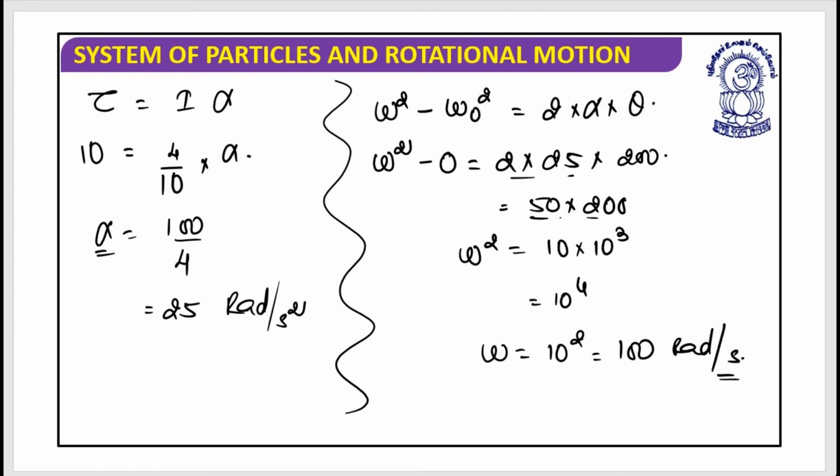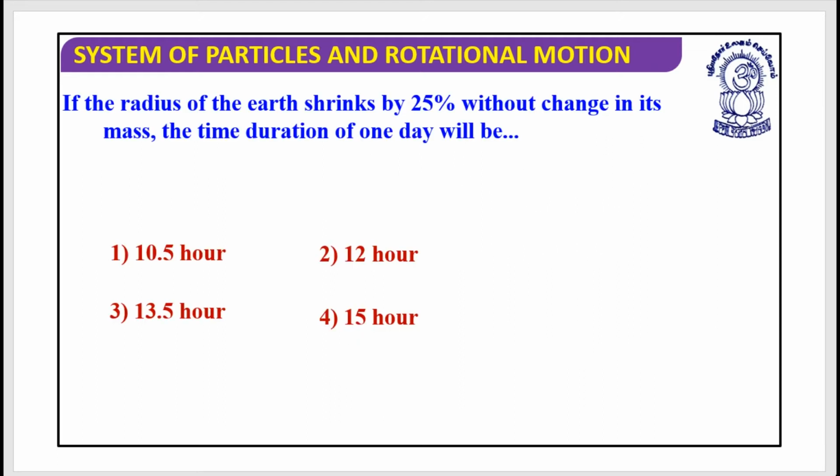Yes, it is easier. When alpha is required, always look for the torque, and that is sure going to help you guys. I hope this is clear. Great. Now let's look at the next question.